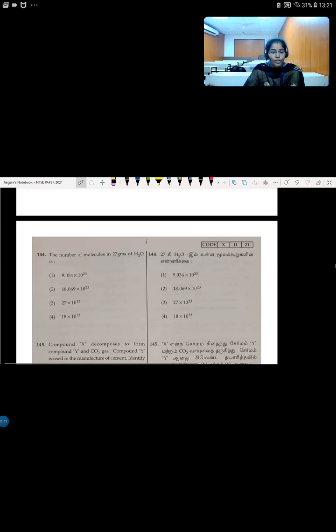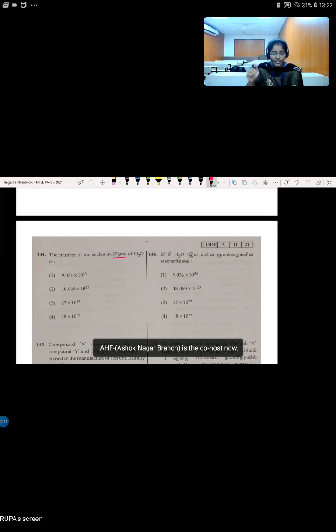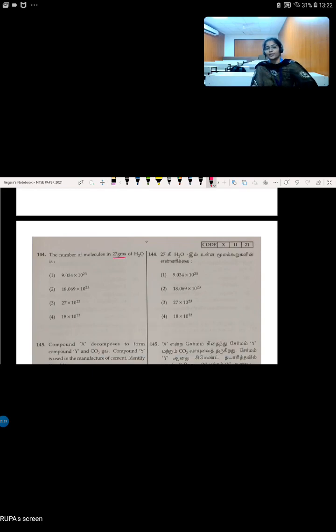Next, the number of molecules in 27 grams of H2O. This year, luckily you got a very easy question from the atoms and molecules lesson. Every year we are supposed to get a question where we need to spend more time to solve, such as which of the following has maximum number of molecules or maximum number of atoms. Such kinds of questions we usually got, but this year, this is straight away an easy question.